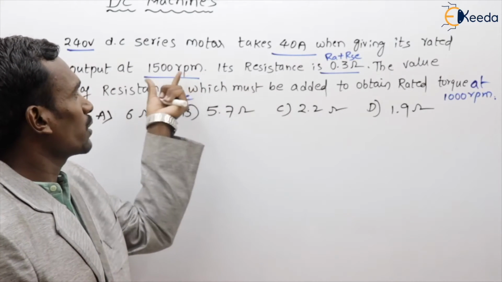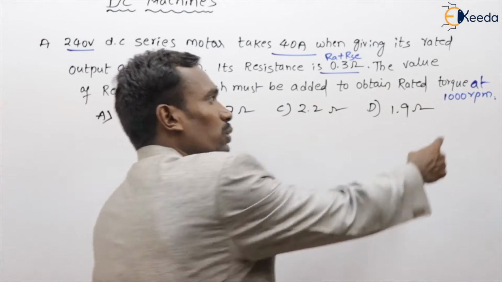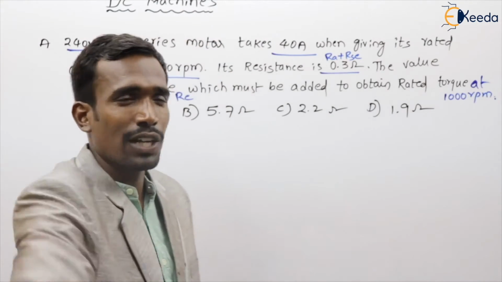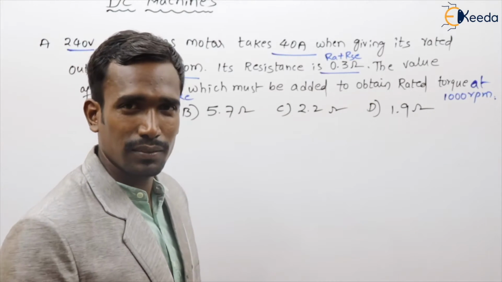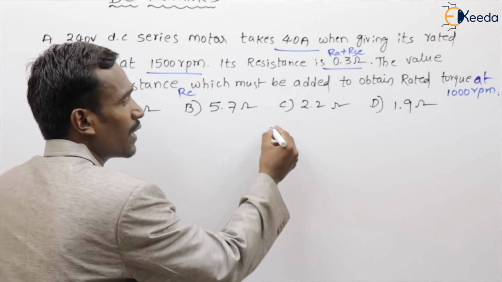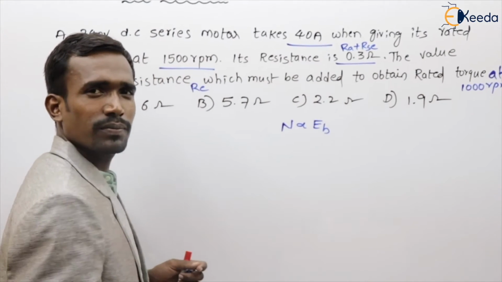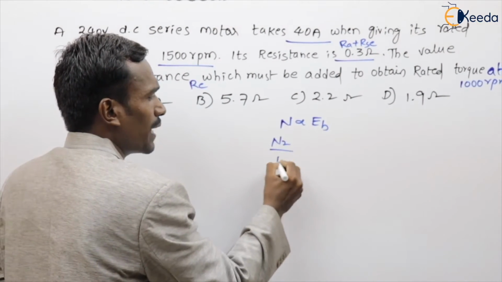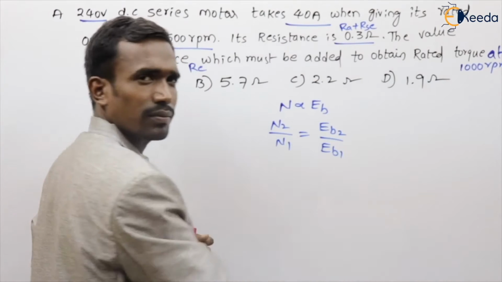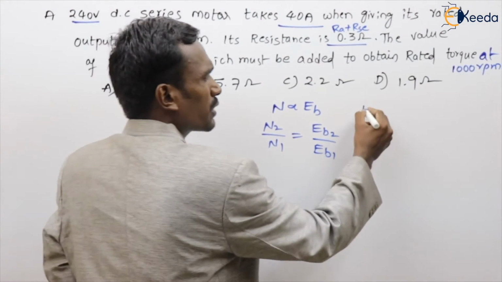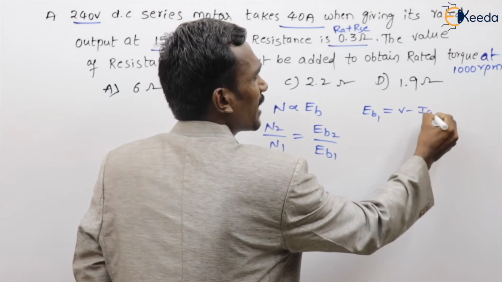So actually the rotor is rotating at 1500. Now I want to control my rotor speed down to 1000 RPM by the armature resistance method. Then what is the formula? Actually, N is directly proportional to EB. Nothing but N2 by N1 is equal to EB2 by EB1. What is EB2? Tell me, sir, what is first EB1? EB1 is equal to V minus IA RA.